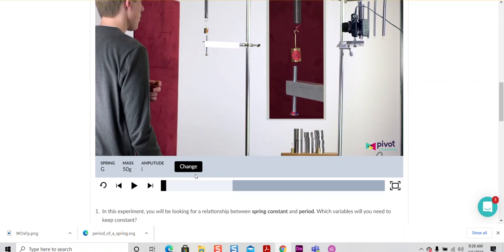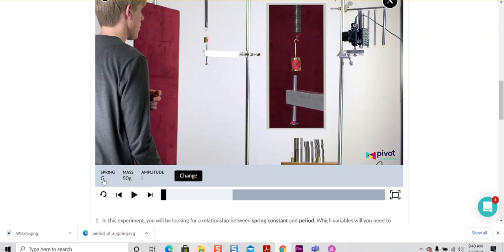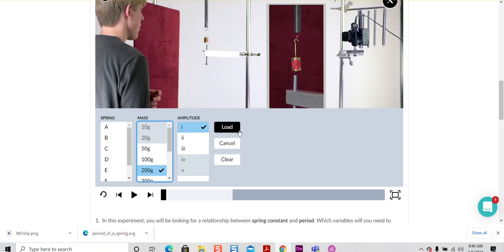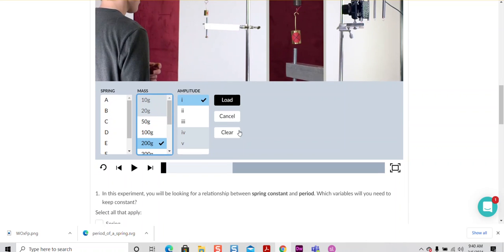So you're going to be looking at the relationship between k and T. And in this lab, you can pick different springs. You can set the mass and you can set the amplitude. You are going to click on the word change, and you're going to pick a mass and an amplitude. You're never going to change the amplitude or the mass again. All the springs will have the same mass and the same amplitude. And remember that in the end, if you picked a mass of, let's say, 200 grams, that's really 0.2 kilograms.